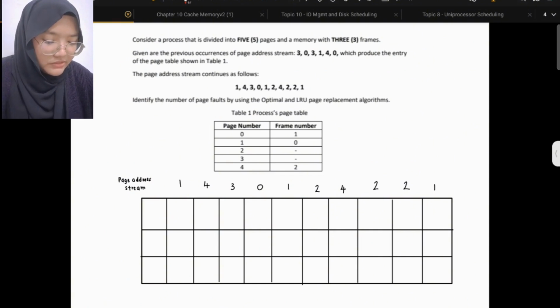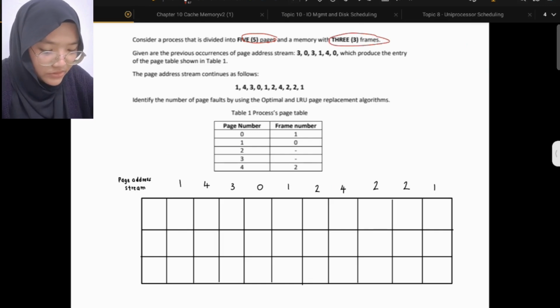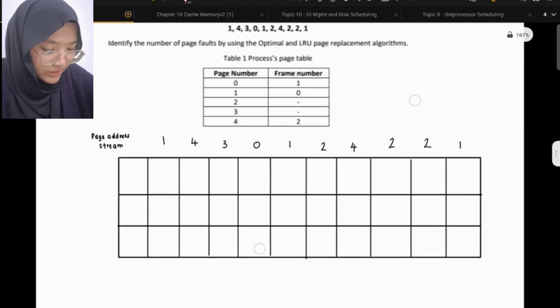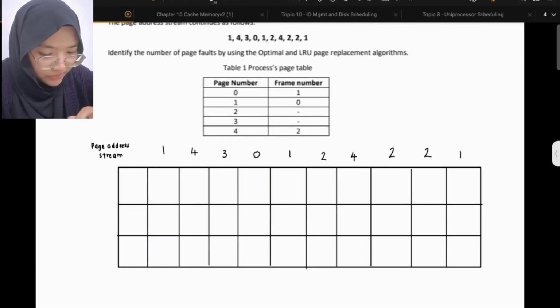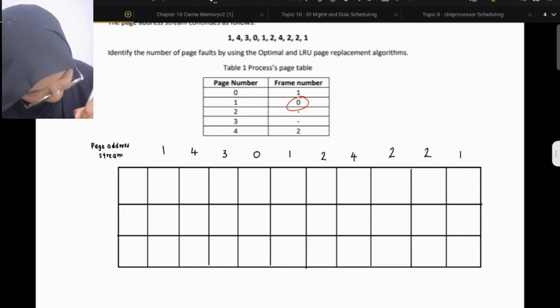So we can see this question. We have five pages and 3 frames. The previous occurrence of the page stream is 303140, and it produces the entry of the page table shown in Table 1. So we can see Table 1. The frame number 0 has number 1, so I'm going to write down the number 1 in frame 0.